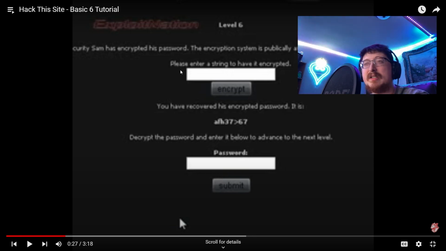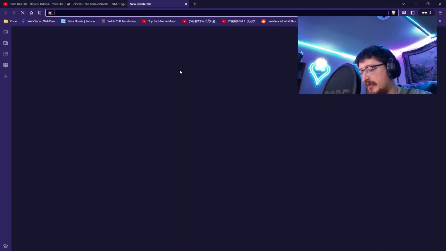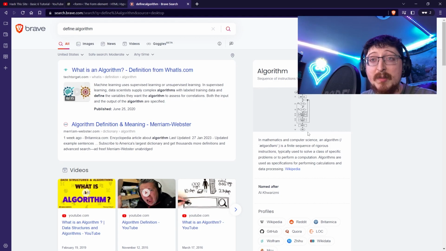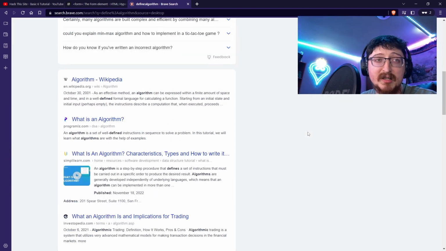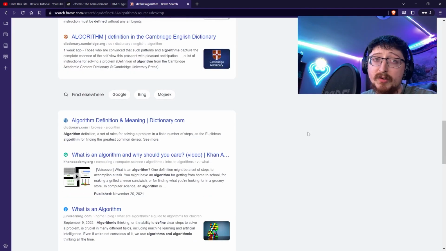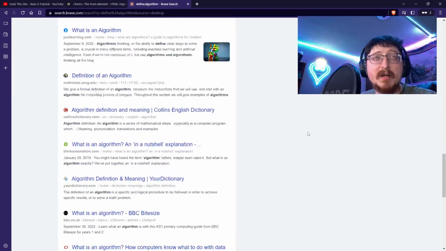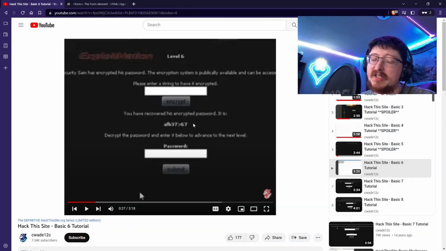Let's actually look up the definition of algorithm. Typically used to solve a class of specific problems or perform a computation. An algorithm is a set of well-defined instructions in a sequence to solve a problem, a set of rules for solving a problem in a finite number of steps. Okay. Let's continue.